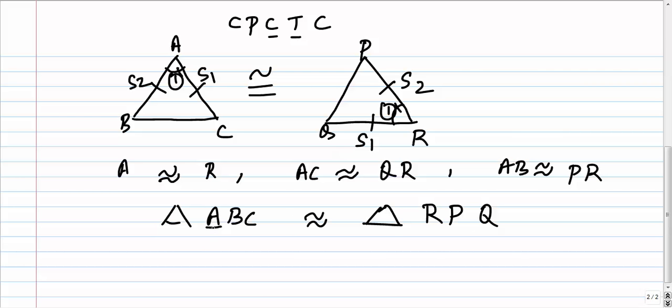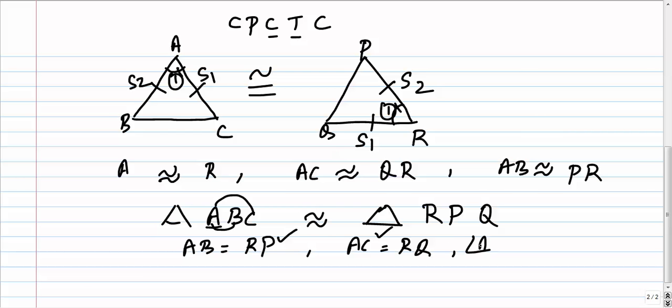Let's see if it matches now. Is AB equal to RP? AB is S2 and RP is S2. Yes, it goes by this rule. Is AC equal to RQ? Yes, AC is S1, RQ is S1. So this is also matching. Then the third case is angle A is equal to angle R. So this is the meaning of understanding CPCTC. We must be very careful in mentioning the triangles in the sequential order.